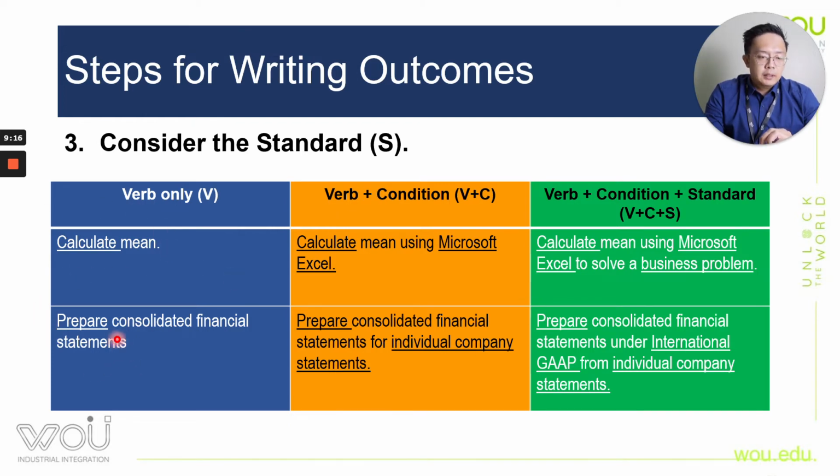Similarly, prepare consolidated financial statement. Improve it into prepare consolidated financial statement for individual company. Then the best one will be prepare consolidated financial statement under international GAAP. This is a standard for accounting for individual company statement, for example. So this will be the best learning outcome that you can develop. This is an acceptable one, and this is something not acceptable. Basically, this shows you how a learning outcome can be improved from only one component to become three components.